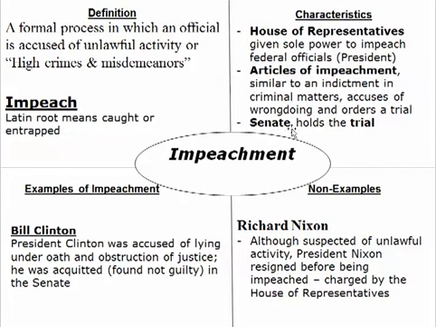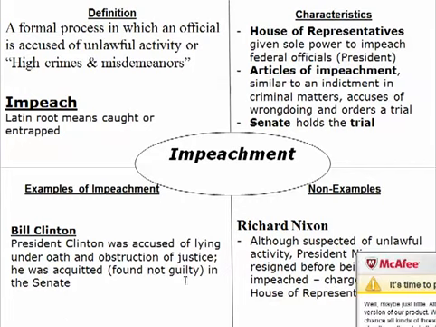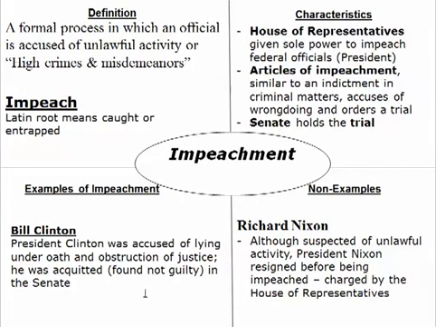There will be 100 jury members, pretty much. There's 2 from each state. There's 50 states now, but back at this time, there were not 50 states when Andrew Johnson was impeached. An example of an impeachment would be Bill Clinton. Andrew Johnson is our first president impeached. Bill Clinton will be the second president impeached, and President Clinton was accused of lying under oath and obstruction of justice, but he was acquitted. That means found not guilty in the Senate.